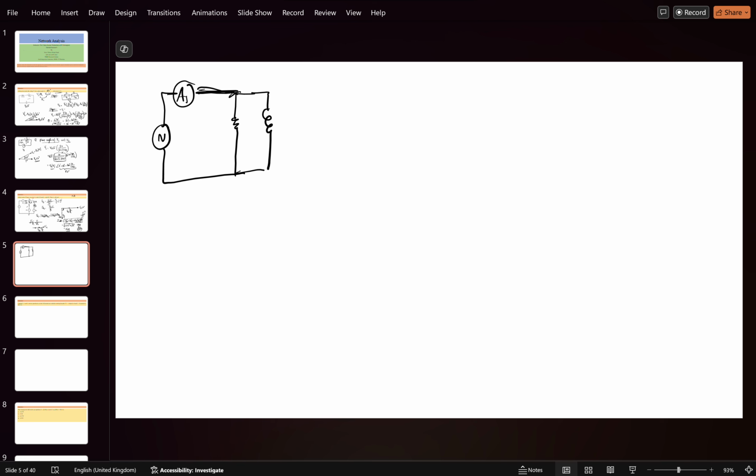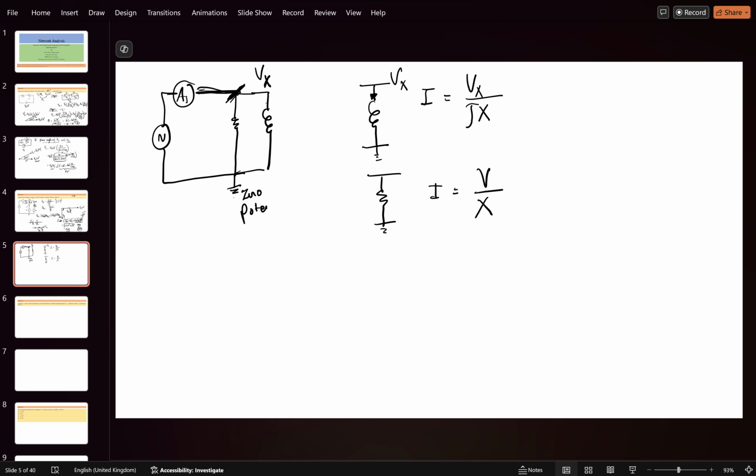What I have done, I have taken this Vx as a reference. I can take that because anything you can take as a reference, but you need to ground somewhere. I have taken this at zero potential and so it became Vx here. So if the circuit element is like this and this is grounded and this is Vx, what amount of current will flow? Simply the current I will be Vx divided by jX. Similarly, if the resistor is there, the current which will flow will be V by R.